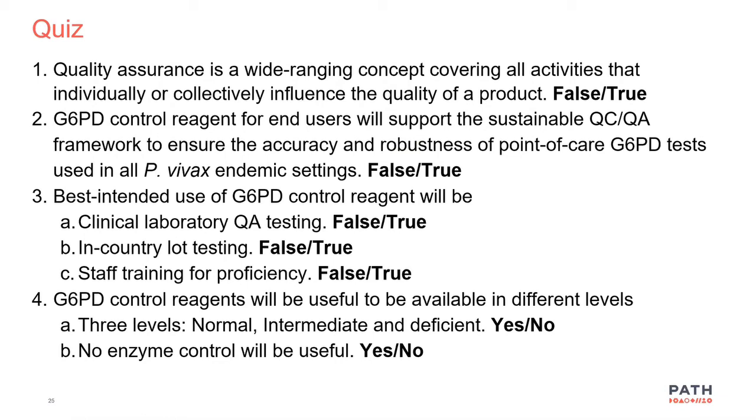The second point is that the control reagents for end users will support a sustainable QC and QA framework to ensure the accuracy and robustness of CareStart tests. And this is also true. And the G6PD control agent will be in the clinical QA testing, as well as in-country lab testing, as well as staff training for proficiency. The G6PD control agents will be available on all 3 levels. And also, no enzyme control will be useful as well.